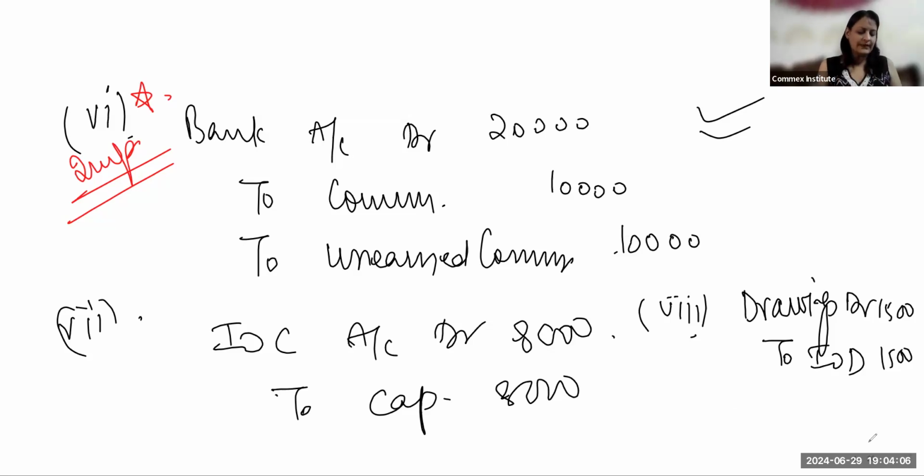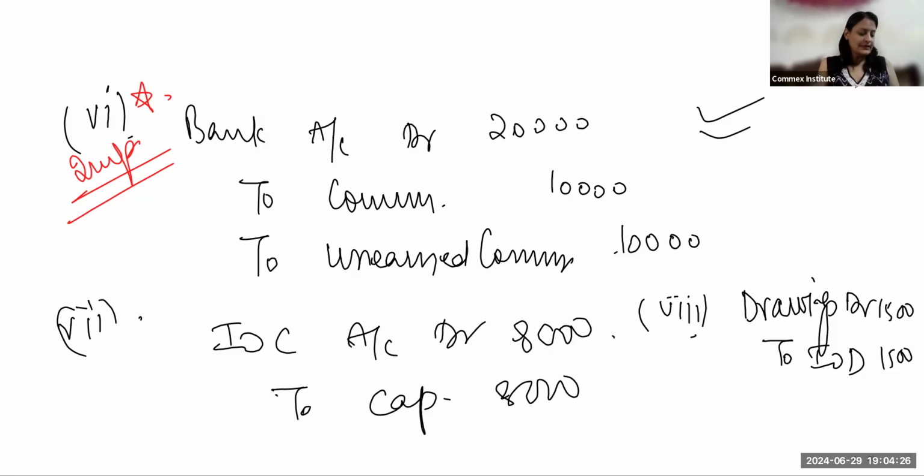Opening journal entry. Now see in opening journal entry in question number 11, they have not given you capital. So be careful, your debits and credits won't match. So your debits will be more than the credits. So that balancing figure would be capital on the credit side.